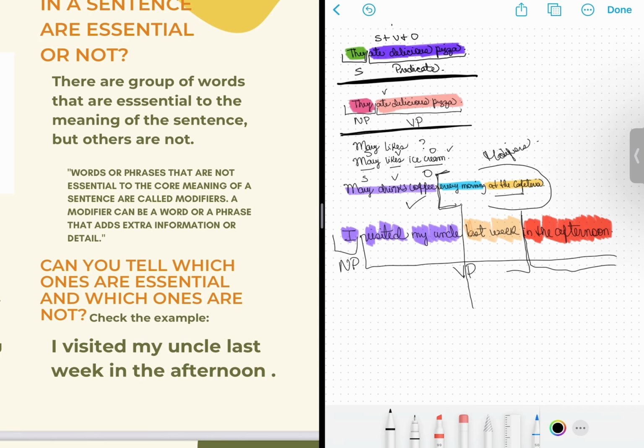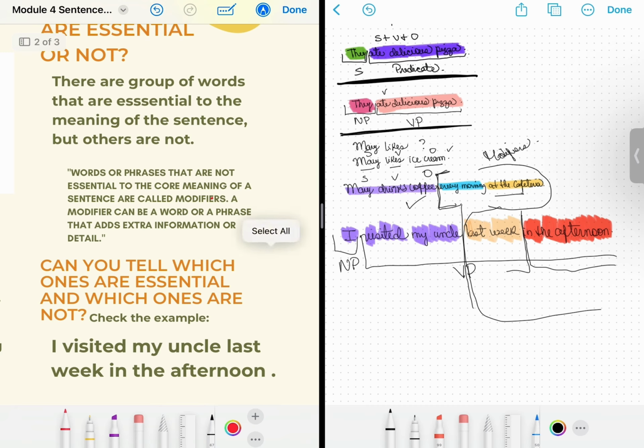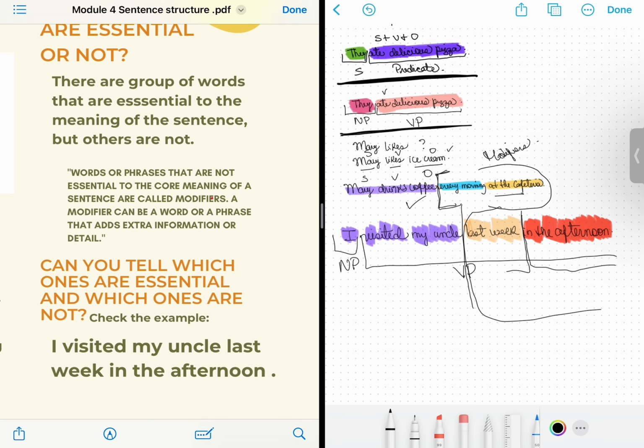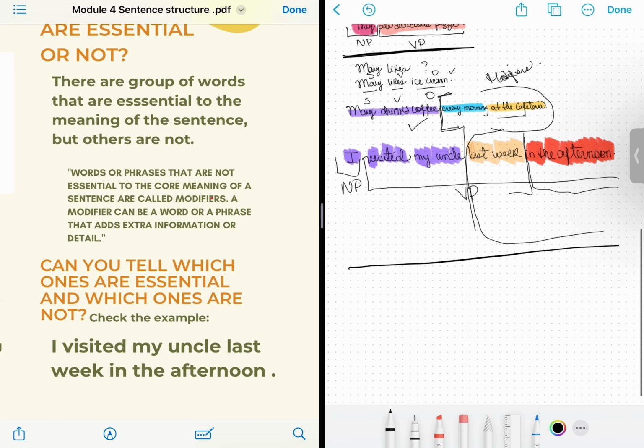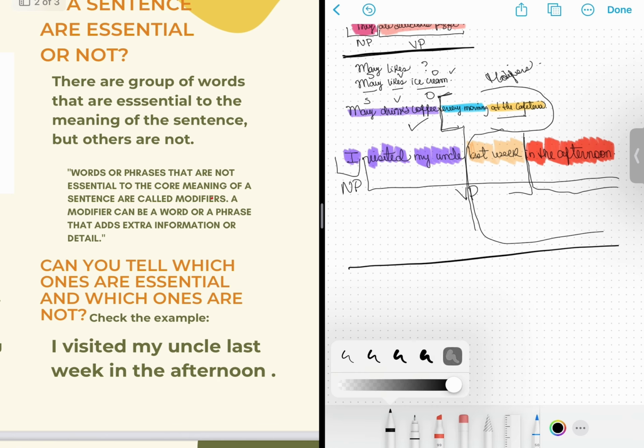So, professor, I can say I visited my uncle. Of course, you're right. So last week and in the afternoon are not essential at all. They are called modifiers, as I just pasted in there. Okay. Let's move on, because we need to move on. Now we are going to introduce the topic that I just wanted to do.